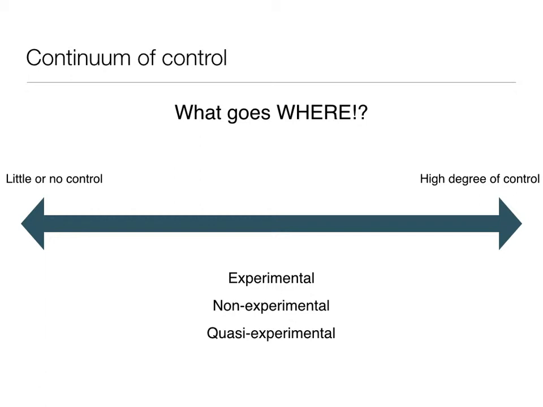So we have little or no control over the variables. And on the other end of the spectrum, we have a high degree of control over the variables. This is where our manipulations are done. I want to think about these three kinds of designs, experimental, non-experimental, and quasi-experimental, and how they are based on control. Experimental is the most highly controlled of the three designs.